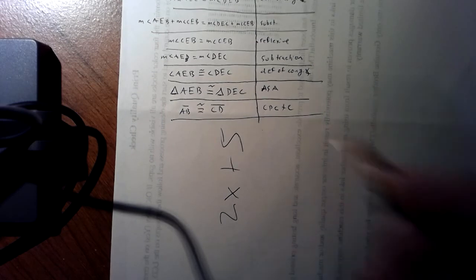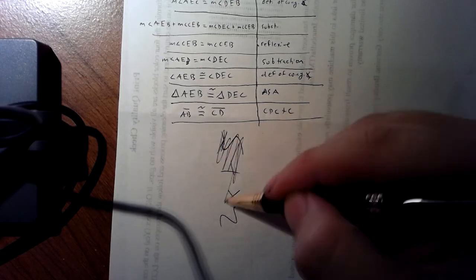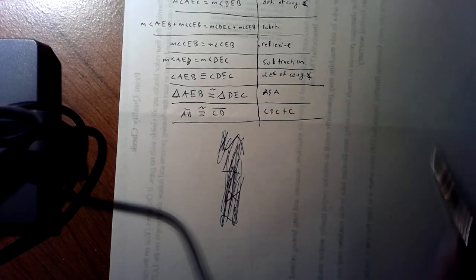Oh, and by the way, this says 2x plus 5, this is from something else, so just ignore that. That doesn't mean anything here.